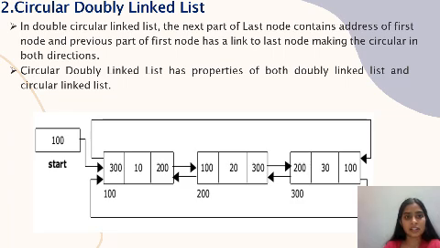Circular doubly linked list. Here in a circular doubly linked list, each node will be having 3 parts. The start pointer variable will be containing the address of the first node. The previous of the first node will be containing the address of the last node, and the next part of the last node will be containing the address of the first node.